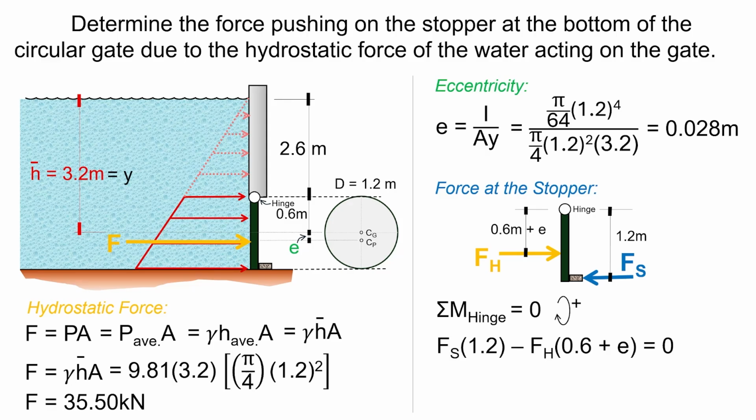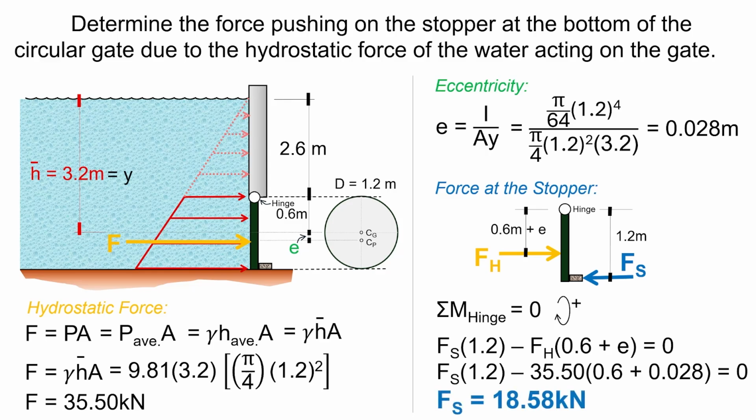positive. Force acting on the stopper times 1.2, since it's clockwise, it's positive. And negative hydrostatic force times moment arm 0.6 plus E is equal to 0. We can substitute the values of the hydrostatic force and eccentricity, and the value of the force acting on the stopper is 18.58 kilonewton.